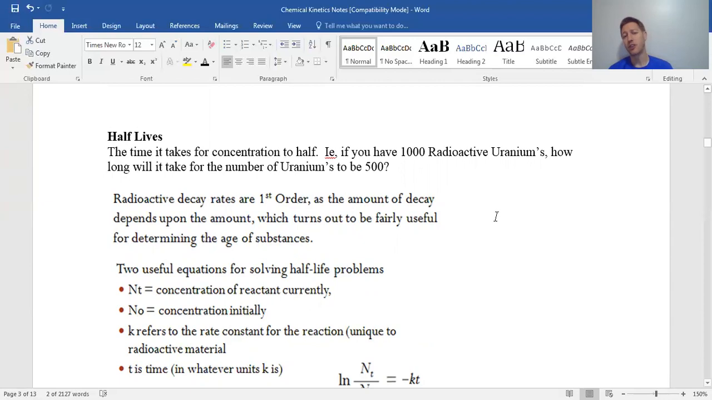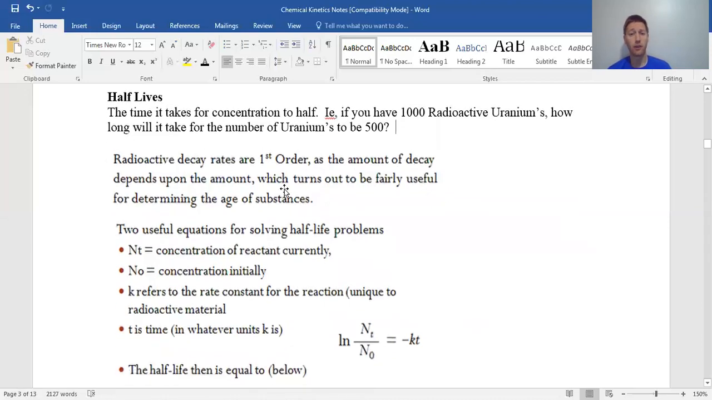So what you're concerned about is how to solve a half-life kind of question. So first off, let's start with the idea of what a half-life is. It just is how long it's going to take for the concentration to halve. So uranium is radioactive, at least some of them. So if we have 1,000 radioactive uraniums, how long would it take for them to be half that, 500? That's the half-life, the time it takes to do that.